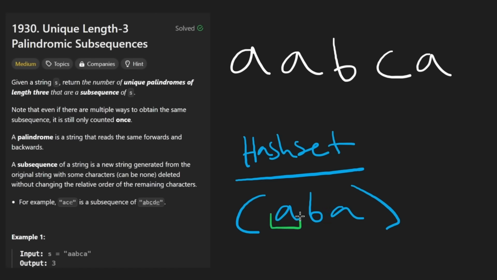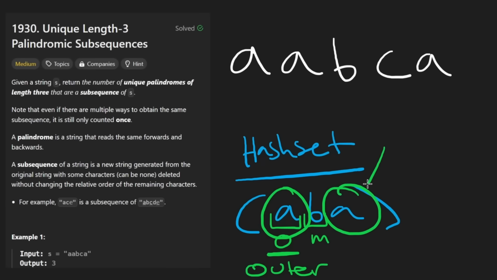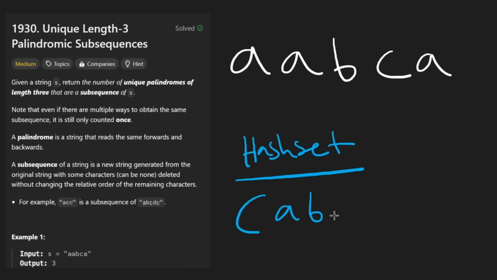We only need the left character and the middle character. You could call this the middle character, and you could call this the left, or you could call it the outer character. The reason I say outer character is because since it's a palindrome, we know this character is going to be the same as the one on the right side anyway. So in fact, we can just store 2 characters in our hash set for each palindrome.